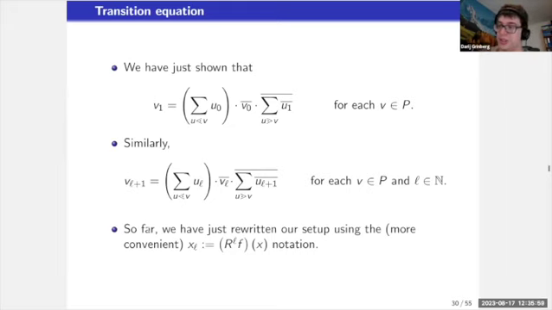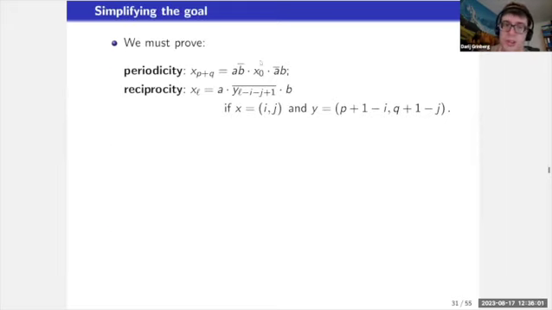Okay, so this is just notations. Now let's rewrite the claims. This is the periodicity theorem. It says that a label after P plus Q iterations is a label at the start with those constant factors. And this is reciprocity. I will not go into the details here.